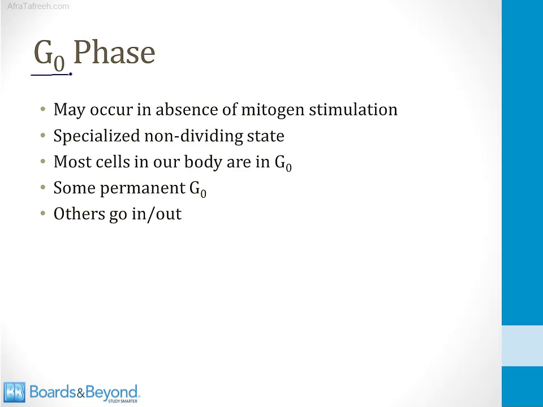Now let's talk about the G0 or resting phase. This phase often occurs when there is an absence of mitogen stimulation of cells. It is a specialized non-dividing state, and it turns out that most cells in our body are in G0. Most cells in our body are not in the process of dividing. In fact, some are in permanent G0 state, others go in and out.